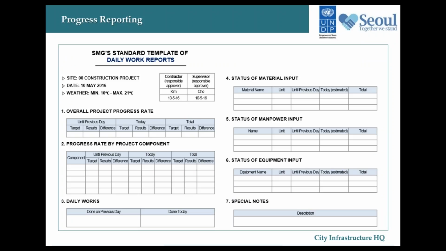And then this template will include the overall project progress rate divided by project component, equipment, and a short description of the work that was done in the previous day and the work that was done today, status of the material input, all the different types of materials that were put into the project site for that day, status of the manpower input, status of equipment input, and any special considerations or records that need to be kept for that day's work.